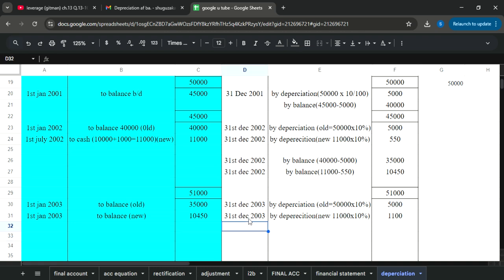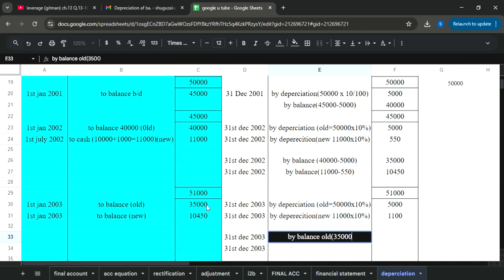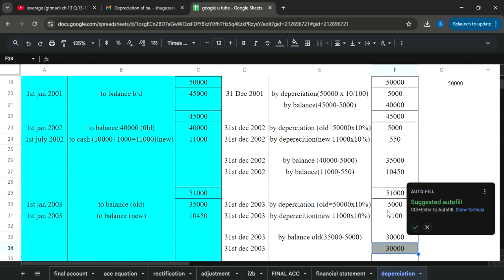And now you will be writing your balance. There were two assets, so two balances would appear. Please note down this balance is for the old asset. How will you calculate? The amount was 35,000 and this asset was depreciated by 5,000. Once again, 35,000 was the worth of the asset, 5,000 was depreciation, so you have got 30,000.